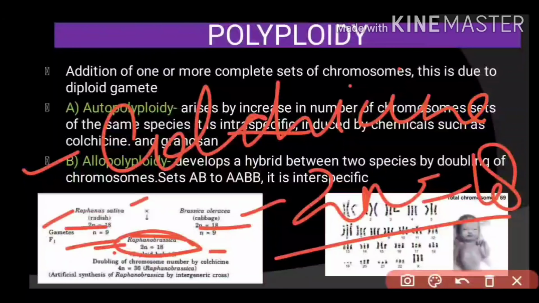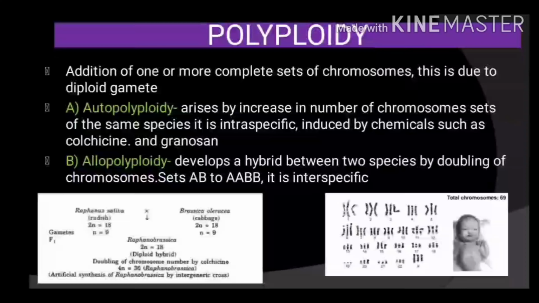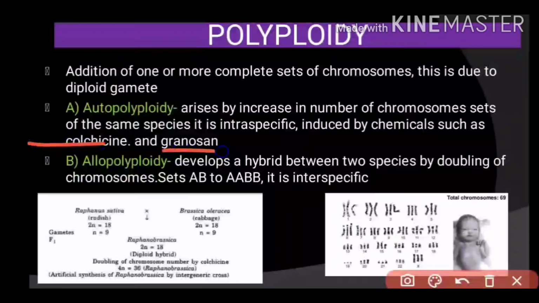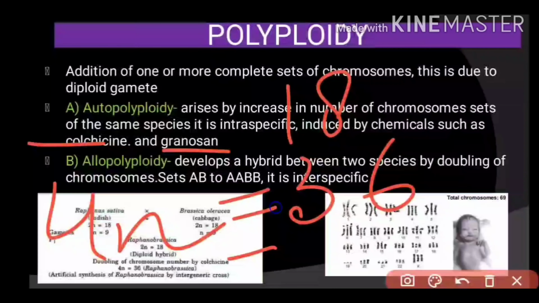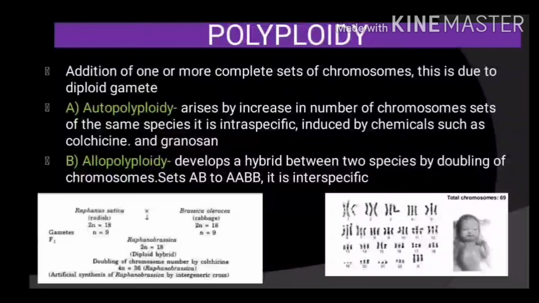Some chemicals are used to induce polyploidy. One chemical is colchicine, another one is granosan. These chemicals are added to increase the polyploidy. So here colchicine is added, and now the chromosome number gets doubled. Now the species has 36 chromosomes, a 4n situation, tetraploid. 2n is 18, so 4n becomes 36. Now this species can breed. So this is about autopolyploidy and allopolyploidy.